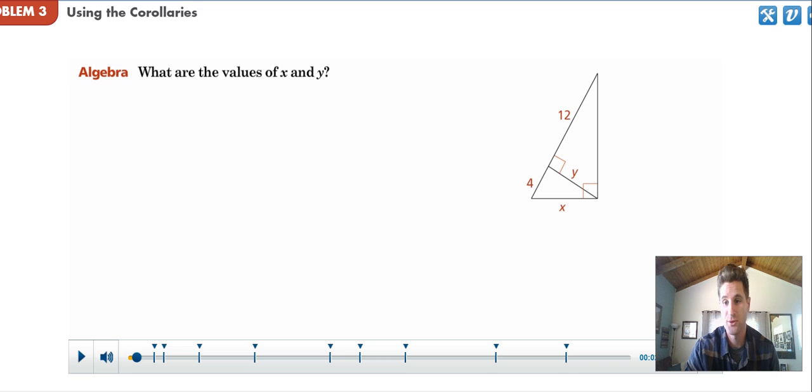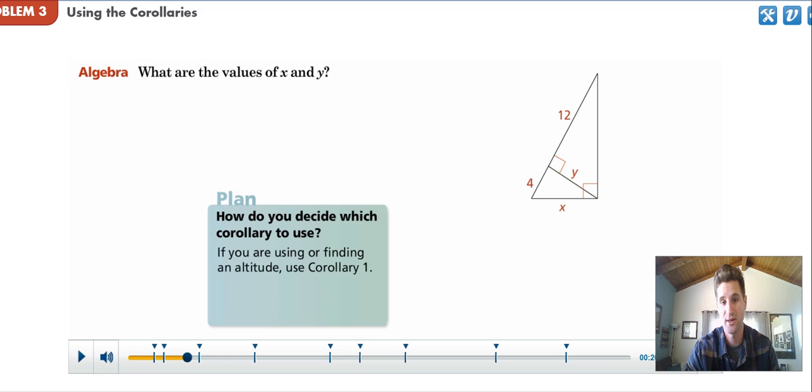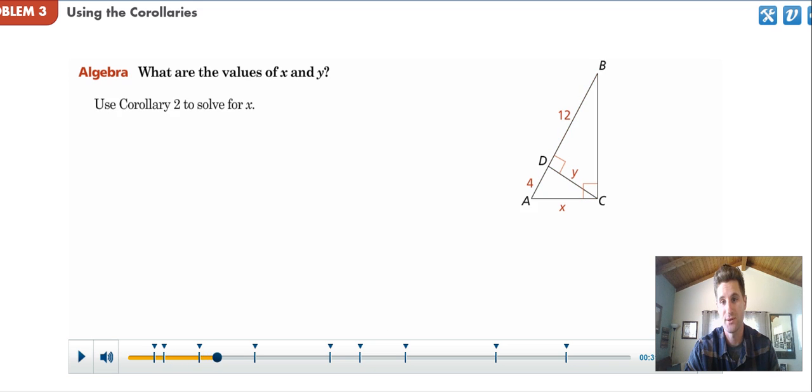So the first thing we want to do is label some points. Let's go ahead and get some points in here. Just fast forward, there we go. So now we have some points that we can actually look at and say, all right, what do we got? So we're going to use our second corollary. This is one of the two that we wrote down, and use it to solve for x.